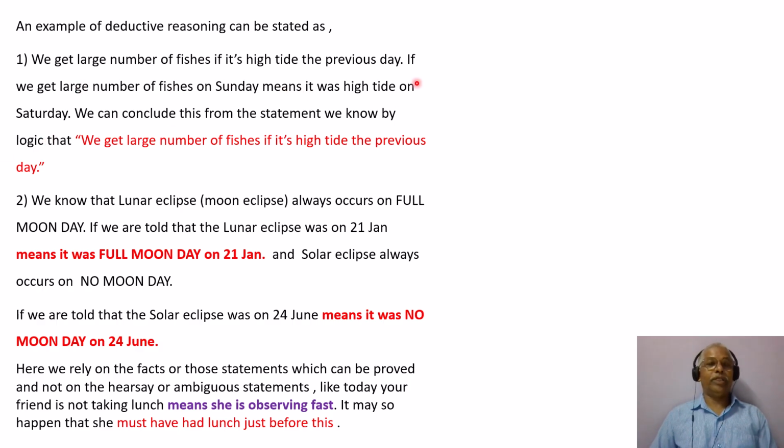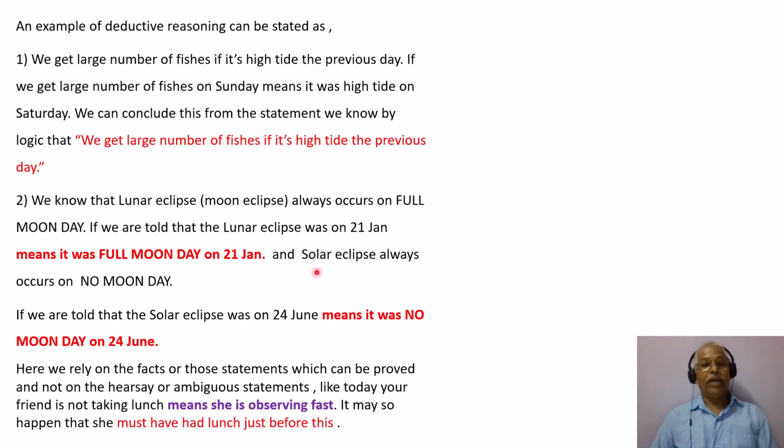Got it? We can conclude this from the statement we know by logic that we get a large number of fishes if it's high tide the previous day. You got Sunday, that means it was high tide on Saturday. Very simple. Second one, we know that lunar eclipse or moon eclipse always occurs on full moon day. If we are told that the lunar eclipse was on 21st Jan, it means it was full moon day on 21 Jan.